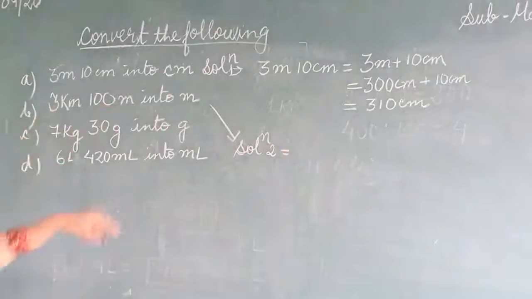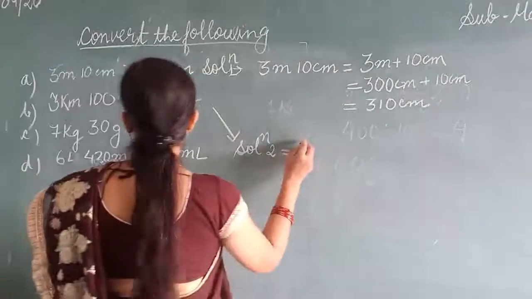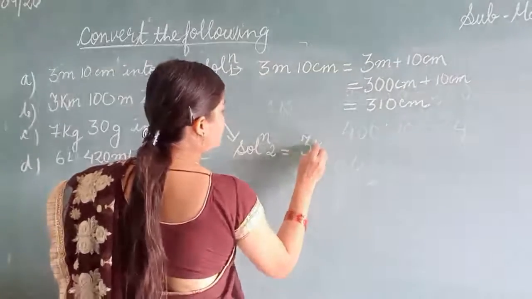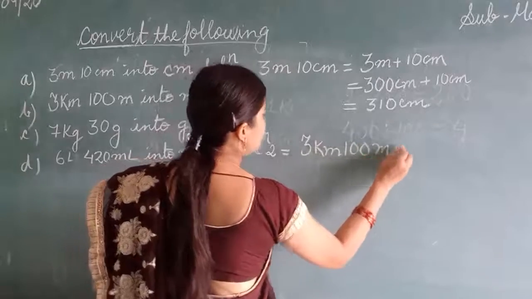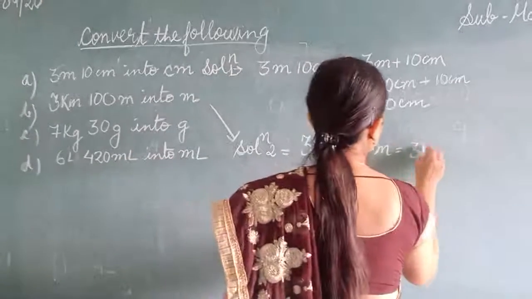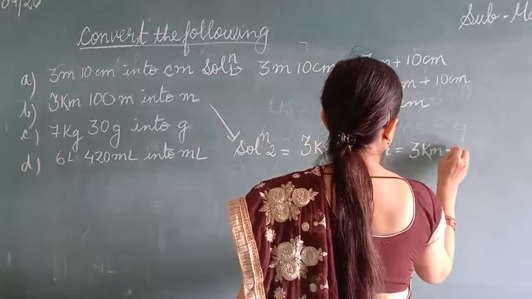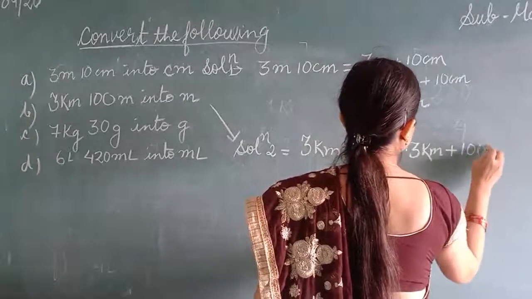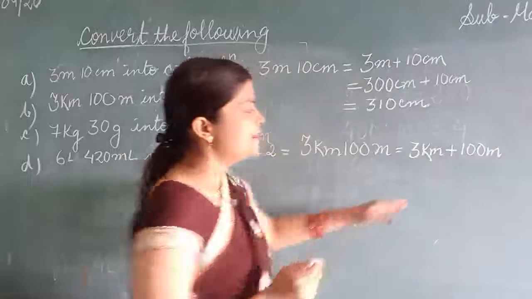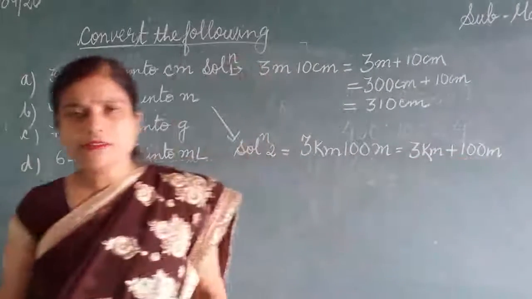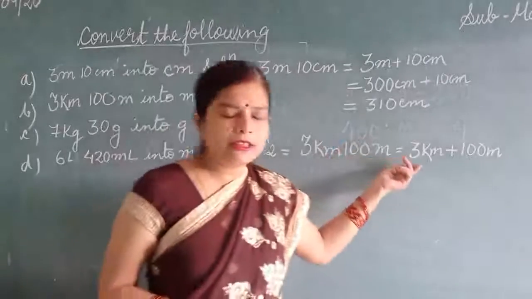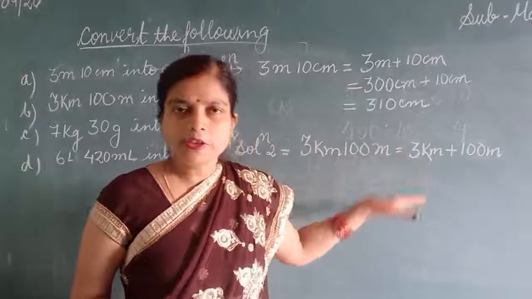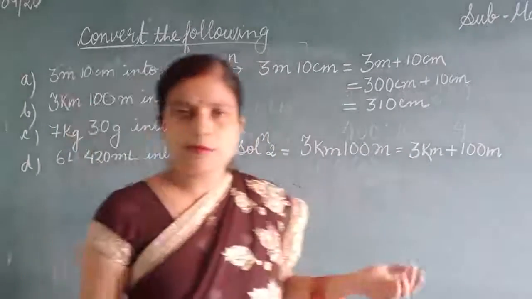3 kilometer 100 meter, we have to convert it to meter. We can write it as 3 kilometer plus 100 meter. 100 meter is already in meter, so no need to do anything with it. Only we will convert this kilometer into meter, and then we will add both the meter.